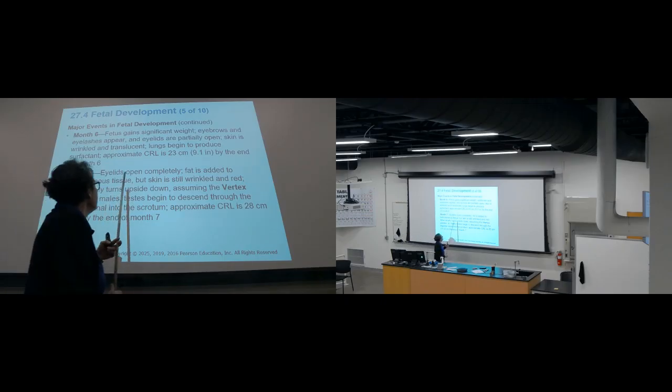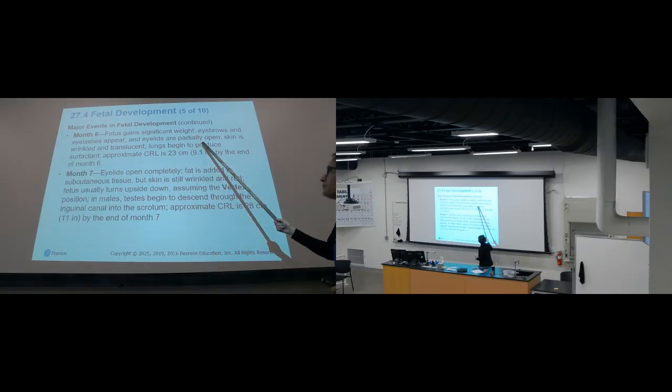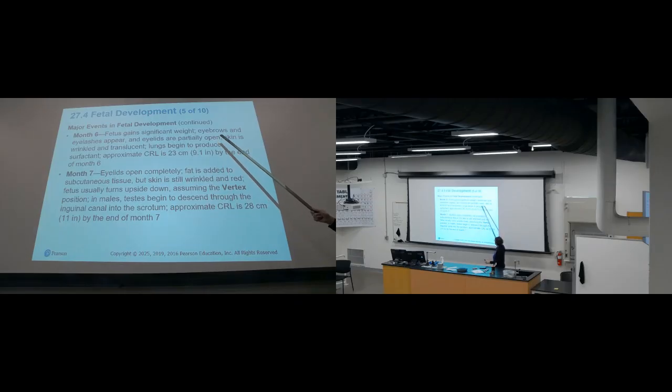By month 6, the fetus gains significant weight. You form the eyelashes, the eyebrows, your eyelids are partially open, and because you have spent more time in this amniotic fluid, the skin becomes wrinkled and sometimes translucent. Then your lungs begin to produce this substance by these pneumocytes too, that is the surfactant that prevents the collapsing of the lungs when we take our first breath. And then the length is going to be almost 10 inches, 23 centimeters by the end of 6 months.